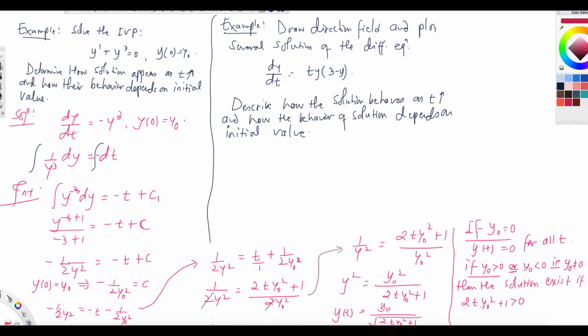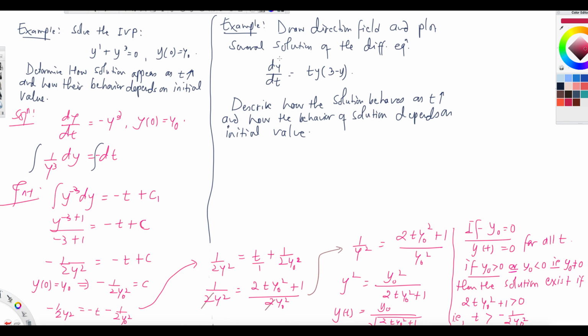So if you solve for t, what do you get? Subtract 1 and then divide by y0 square, and you will get t greater than negative 1 over 2y0 square. So if y0 equals 0, then the solution is y equals 0. If y0 is not equal to 0, then the solution exists only if t is greater than negative 1 over 2y0 square. This is the condition, and at that point this will be the solution. So let us look at another example.